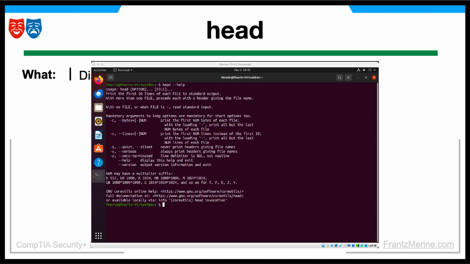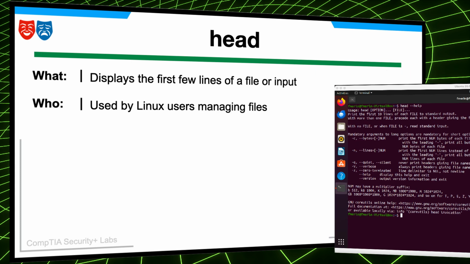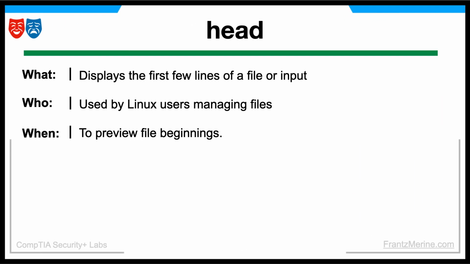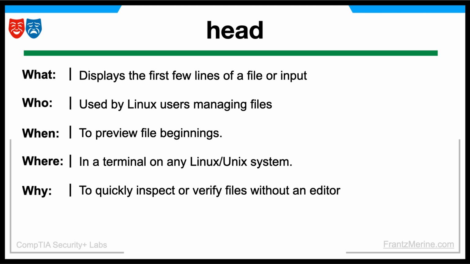So what are the head and tail utilities? The head command displays the first few lines of a file or standard input, while the tail command displays the last few lines. System administrators, developers, and anyone working with text files in Linux use these commands. It is used when you need a quick preview of a file's content, and is primarily used in Linux, Unix terminal environments, within scripts, or directly in the command line.